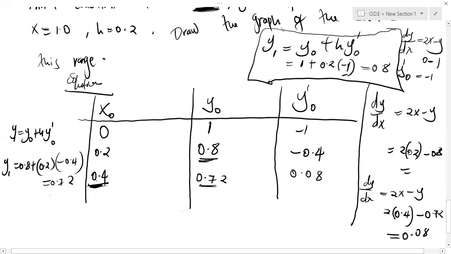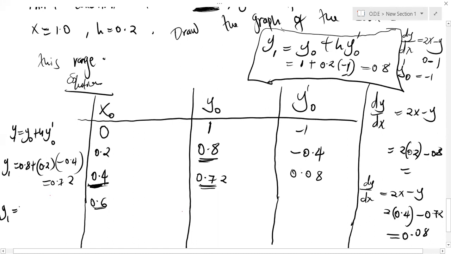Let's continue. Our interval was 0.2, and we are going from 0 all the way to 1. So I have 0.6 to fill. I'll do 0.6, then I hope you guys can now do 0.8. So if I have 0.6, then what's my y1, guys? My y1 is equal to, I don't want to repeat the formula, y0. What's my y0? 0.72 at this juncture.